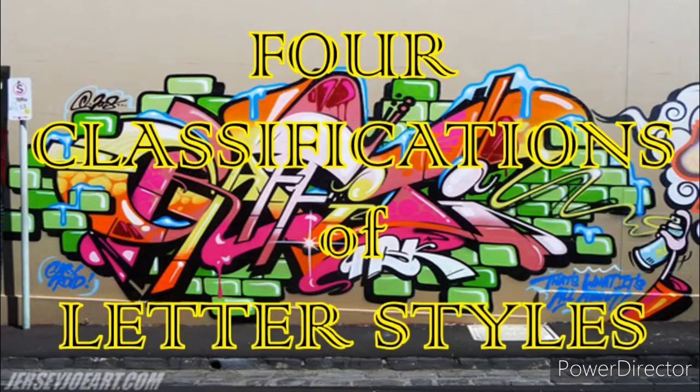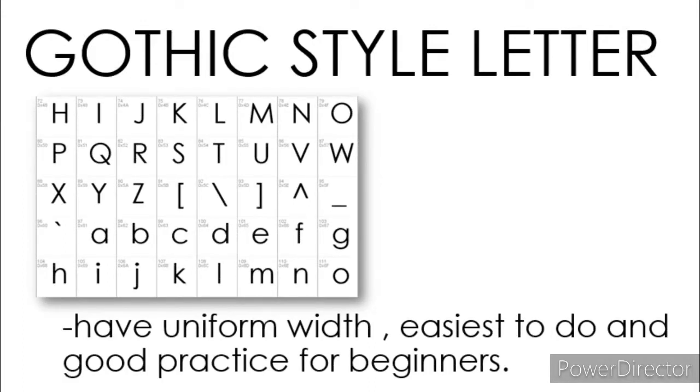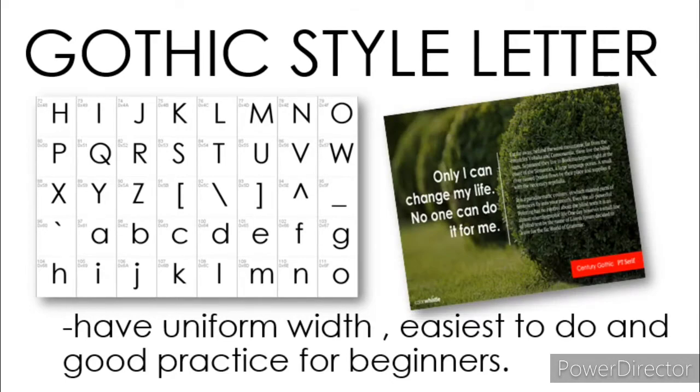This time, we will proceed to the four classifications of letter styles. With constant practice, a person like you can draw different letter styles without using any guide tools. Here are the four classifications of letter style. First things first, Gothic style letter. Having uniform width, which makes this letter style the easiest to do. This is a good practice for beginners like you. So here is an example of a quote using the Gothic style letter.